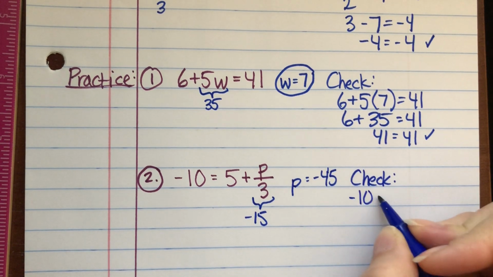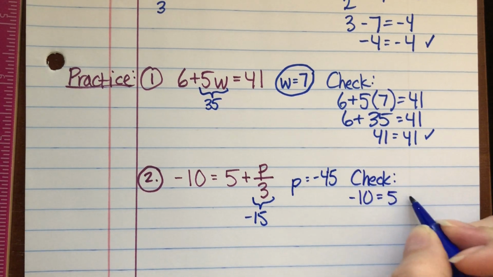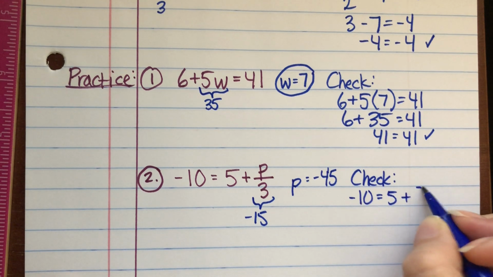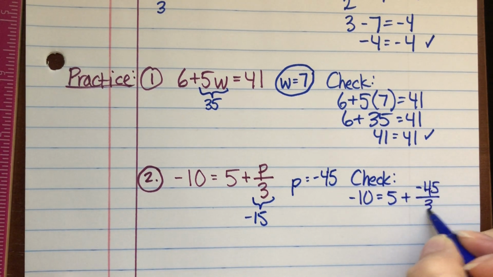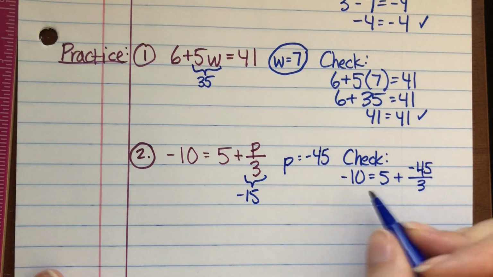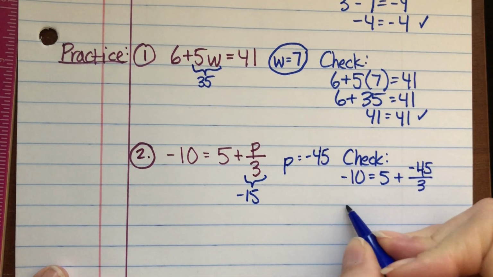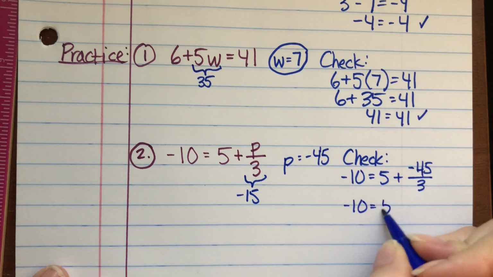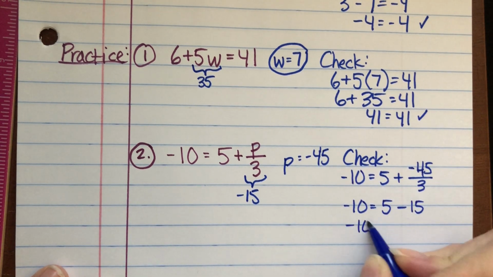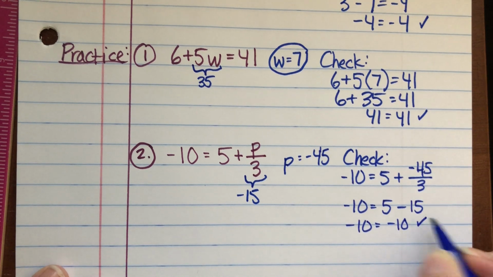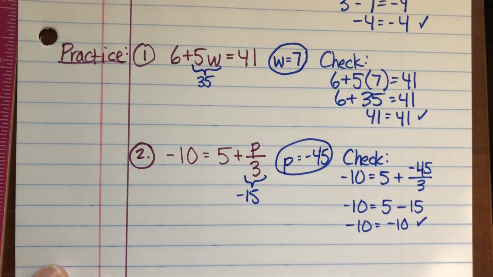I'm gonna write my equation down just like it's written, except for instead of putting P, I'm gonna do negative 45. And then I'm gonna simplify it to make sure that this equation is true. Yeah, this looks great. So we verified that is the correct solution, okay?